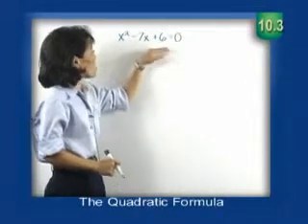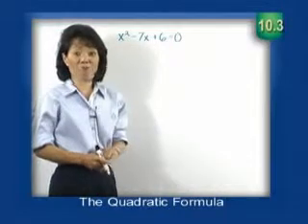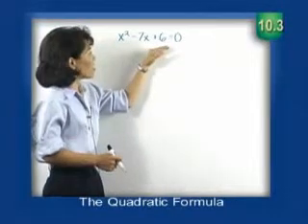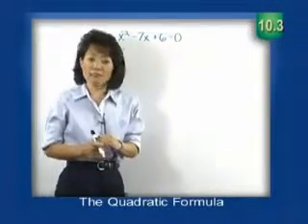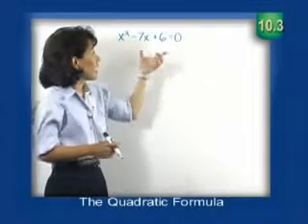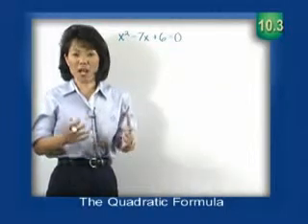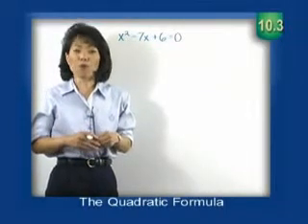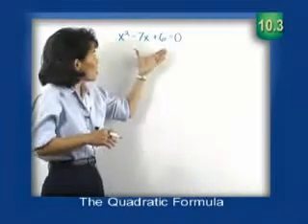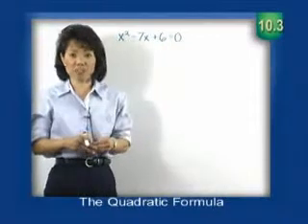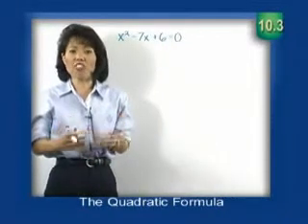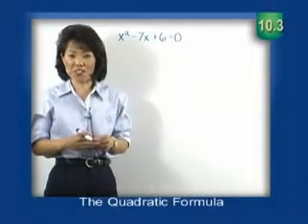We're going to solve the equation x squared minus 7x plus 6 equals 0. Now you may be saying to yourself, hey, that's an easy one to factor. I can factor that to solve. You're absolutely correct. But just to show how the quadratic formula is used, we're going to use an alternative method to solve this quadratic equation.